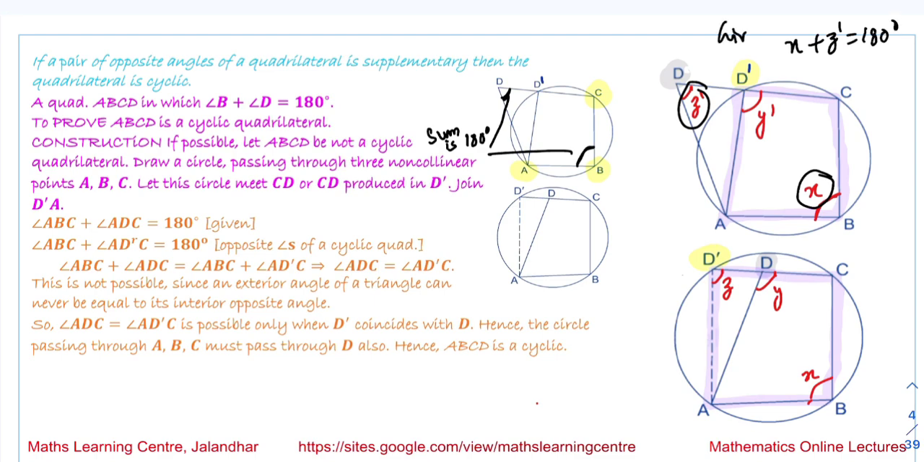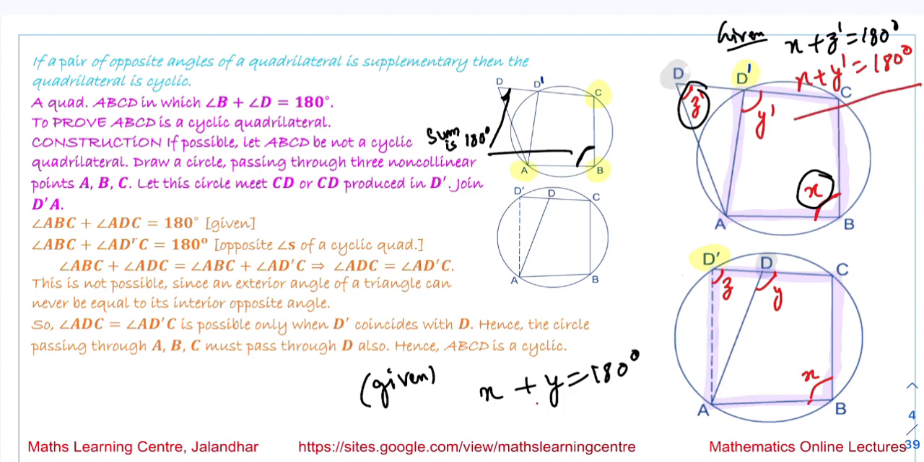This is given. In this case, x plus y is 180 degrees. This is given. Now if A, B, C, D dash is a cyclic quadrilateral, then in this case we will have x plus y dash is 180 degrees. If we subtract these two equations, this gets cancelled, and we get z dash is equal to y dash.